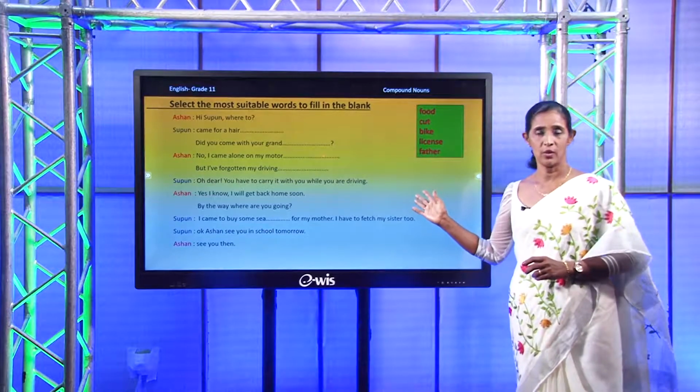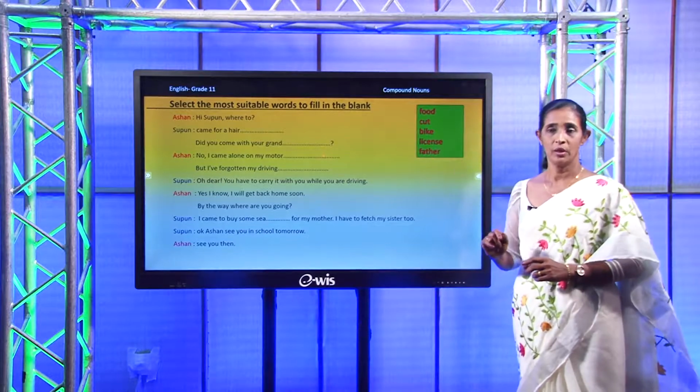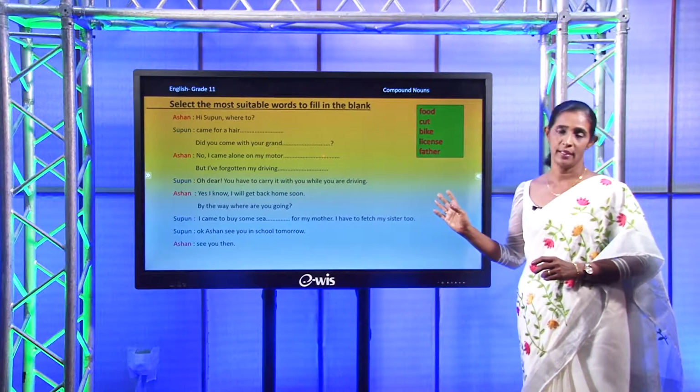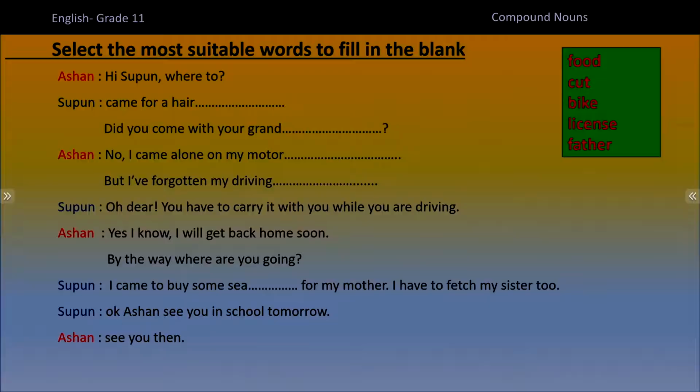This is a dialogue. So, Ashan and Supun, they met at the marketplace and they had a small discussion. Let's see. So, here you got some words in the box and then you got some blanks in the dialogue. Let's try the first one. Hi Supun, where to? Came for a hair blank.